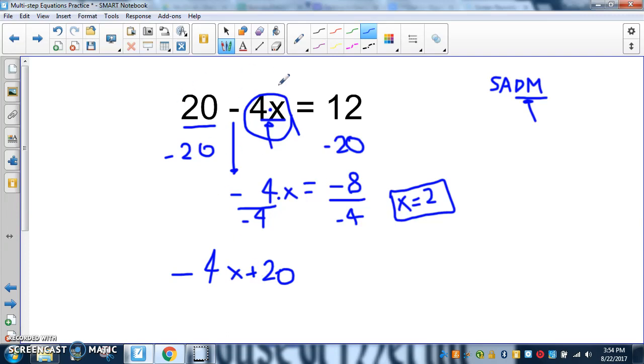Just understand that the order it's written in is unimportant. It's the order of the operations that you're going to have to follow and pay attention.